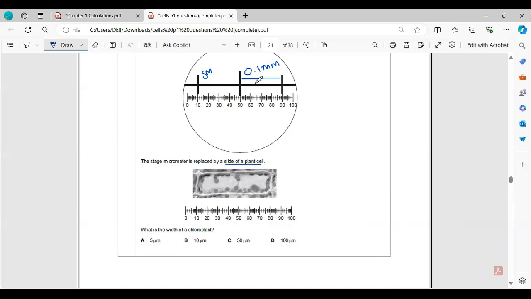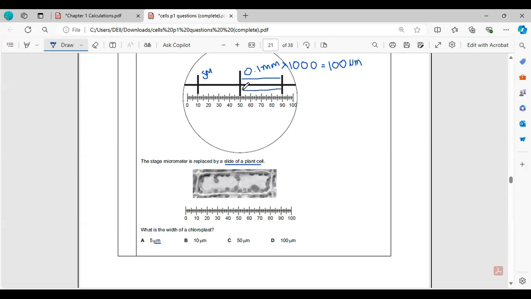So first, initially, we need to establish a relationship, so we can see that answers are given in millimeters. We'll convert it again, multiply by 1,000, and we'll get a converted value of 100 micrometers. And then again, we'll find out how many eyepiece graticule units this is.